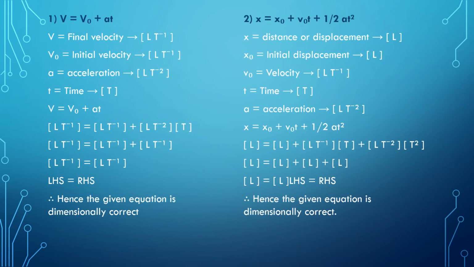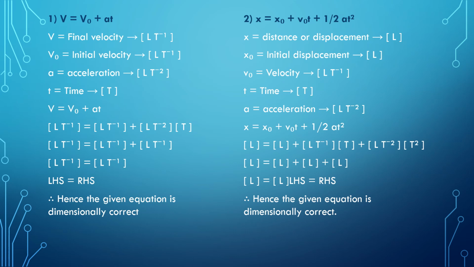First, remember one important rule: the dimensions of the left hand side, LHS, and right hand side, RHS, must be equal. So I took an equation here, V is equal to V naught plus AT. V is the final velocity, LT minus 1 is the dimension, then V naught, that is initial velocity, LT minus 1, then acceleration, that is A, LT minus 2, and T is time, that is T. So here we have the equation V is equal to V naught plus AT. In place of this equation, substitute all the dimensions.